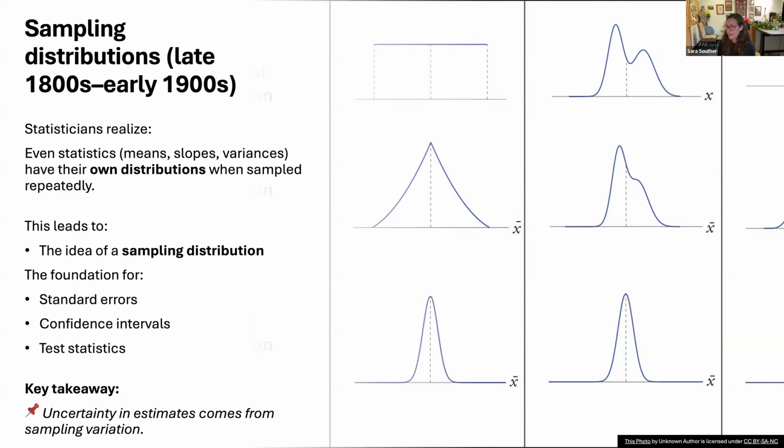So if you went out, say, and collected 30 data points, calculated a mean, and then did it again and again and again, you get slightly different means each time. And then the distribution of all those means is called a sampling distribution. And this concept is the foundation for standard errors, confidence intervals, test statistics, basically all the tools you'll end up using in this class.